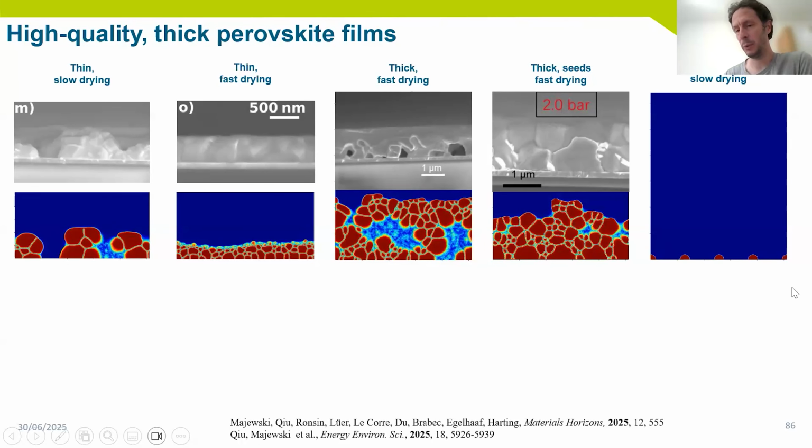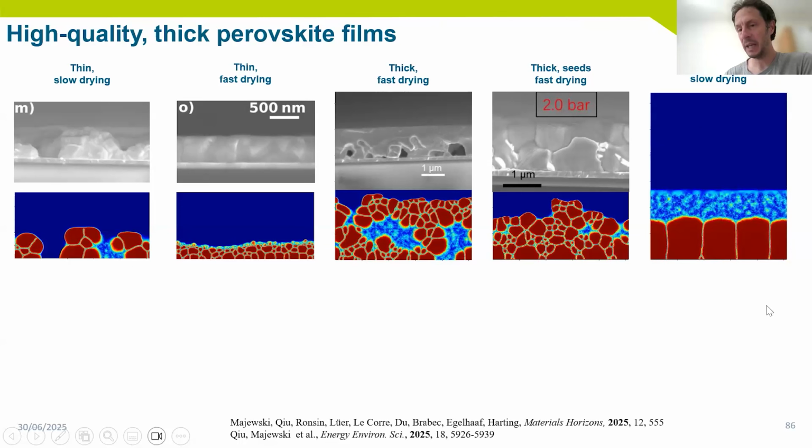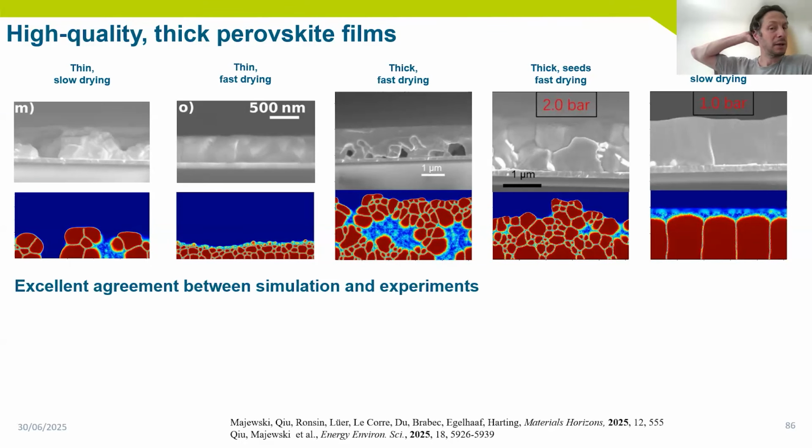And so we suggested to them, maybe in this situation, you should dry slowly. Because when you dry slowly, our simulation says that you would get only growth from the seeds and a beautiful morphology. They did this, and actually, yes, this is exactly the morphologies they get. So the message here is that in our perovskite studies, we have a very nice match between simulation and experiments.